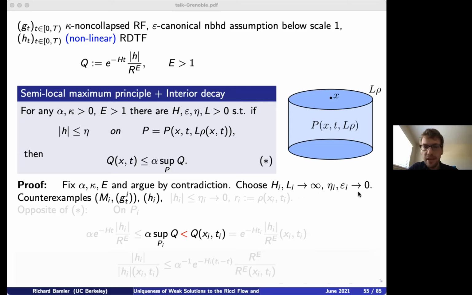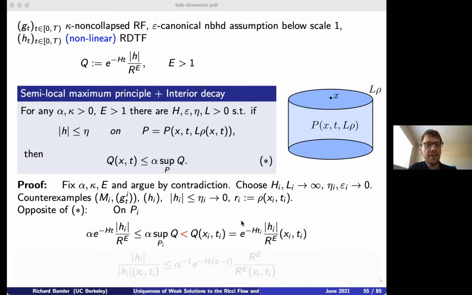Okay, so that means h_i is bounded by eta_i, so h_i goes to 0. And if I let me just set r_i to be the curvature scale at x_i, t_i, then the opposite of this bound holds. Okay? So this is the opposite of this bound. I've just reversed the left-hand side and the right-hand side. And so what does this mean? Well, on P_i, the supremum just bounds this quantity here. And if I evaluate it at x_i, it's just this quantity.